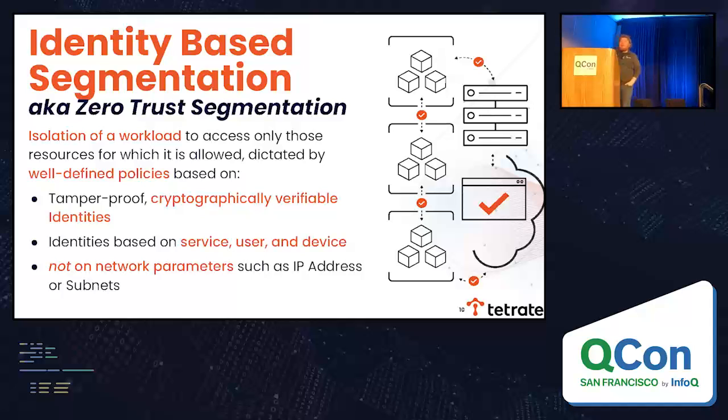So we want tamper-proof, cryptographically verifiable identities for the user, for the device, for the service. We want to use those identities to make that previous decision that I talked about, this context-based, per request, least privileged decision. And ideally, we might use network parameters as part of our risk-based assessment, but they should not be the only discriminant that we're making an access decision on, or we're going to be cooked, because a privileged spot in the network is not a good enough security boundary today.